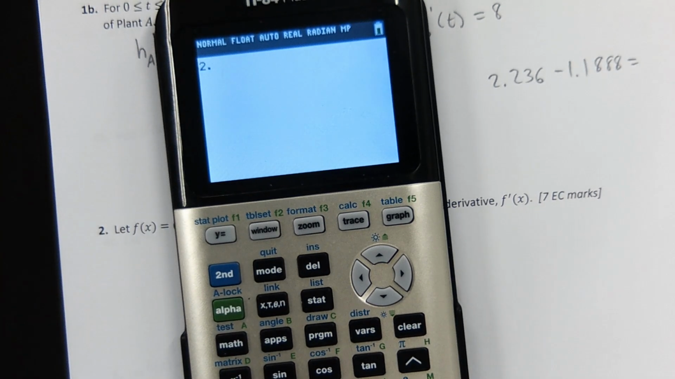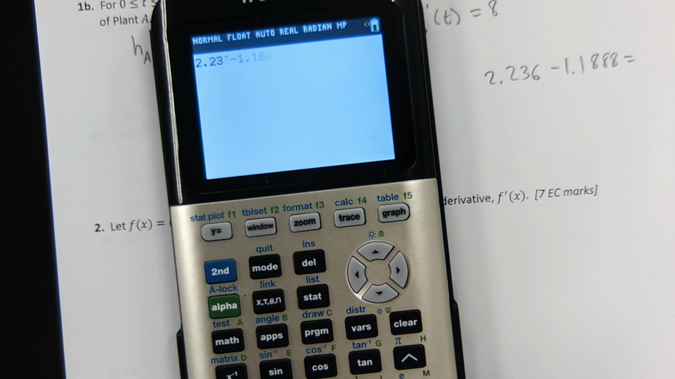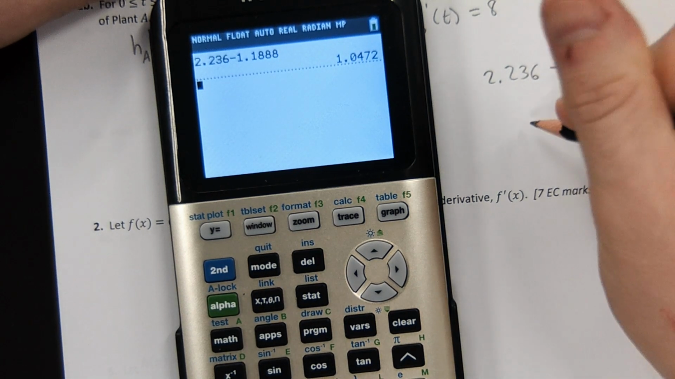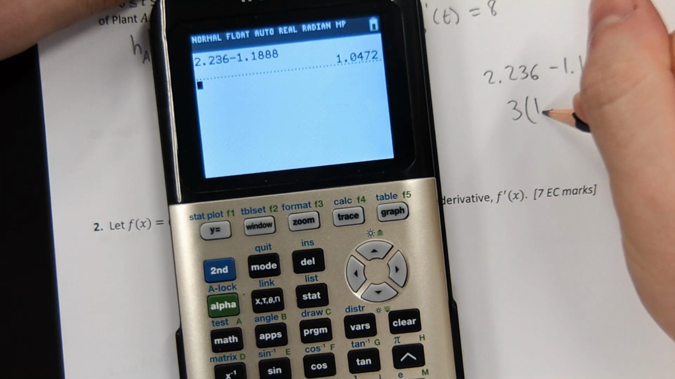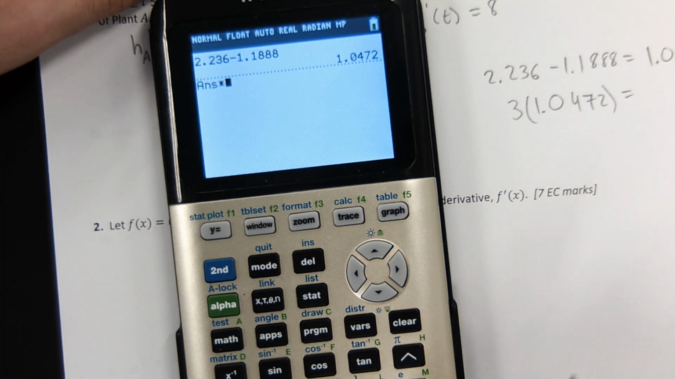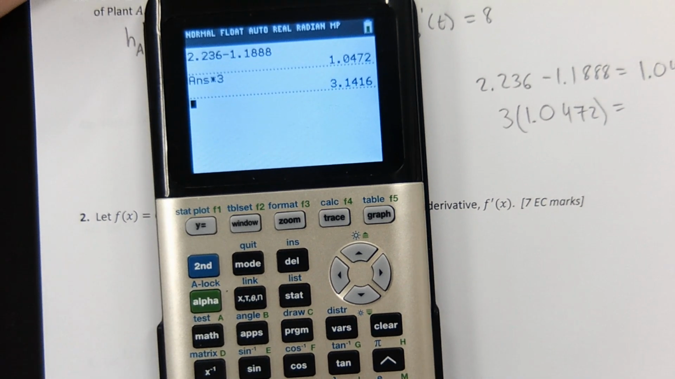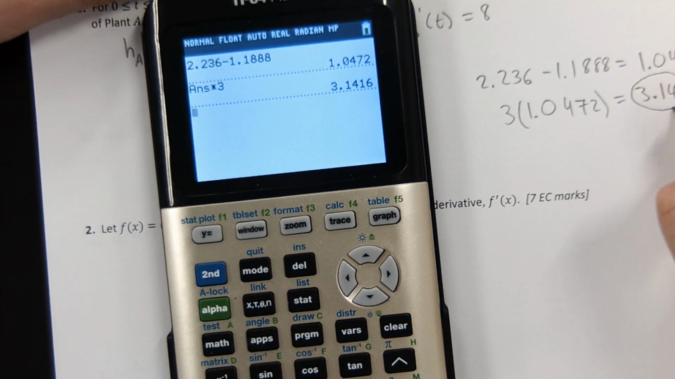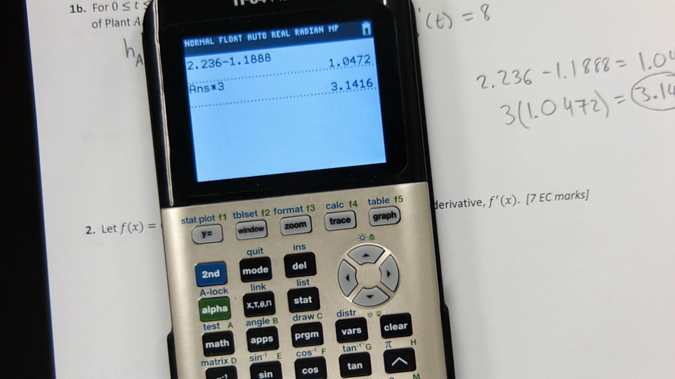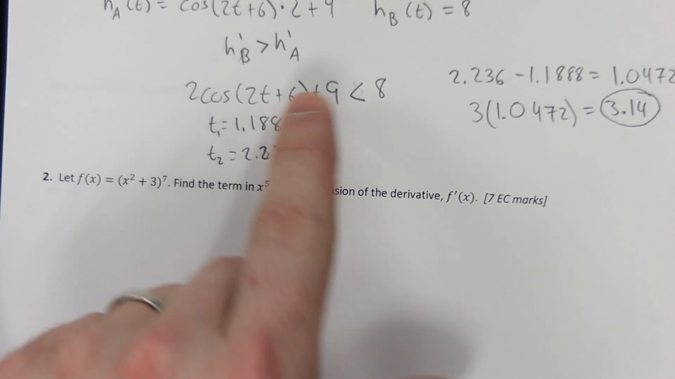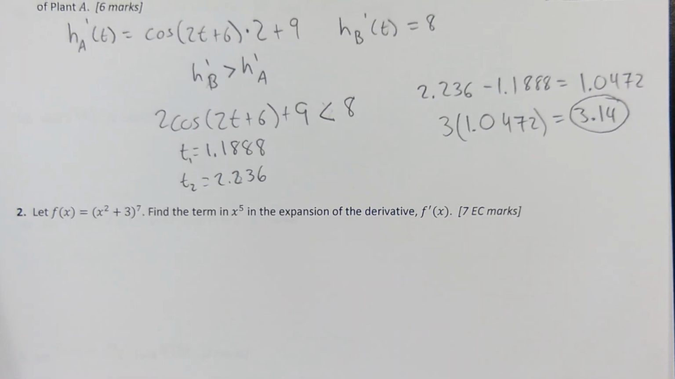I just subtracted. 2.236 minus 1.1888 is this number. And then I just said 3 times that because if you noticed that wave, its pattern happened 3 times on the graph. So I just tripled that distance of time, and I got 3.142. 3.14. Wow, that number sounds oddly familiar, doesn't it? Literally pi, if we had done it by hand. If we had done it by hand, we would have gotten that the distance, we would have gotten pi over 3 and then tripled it. So pi. But there you go.